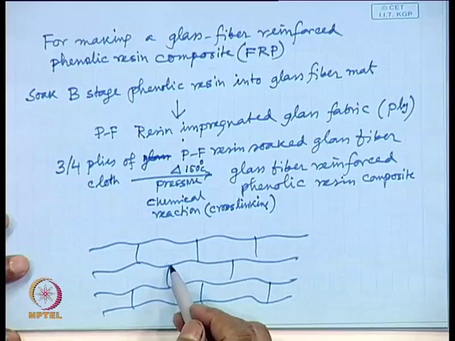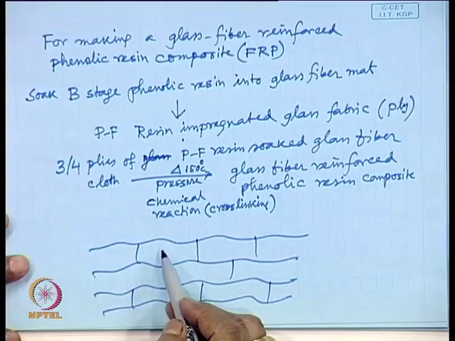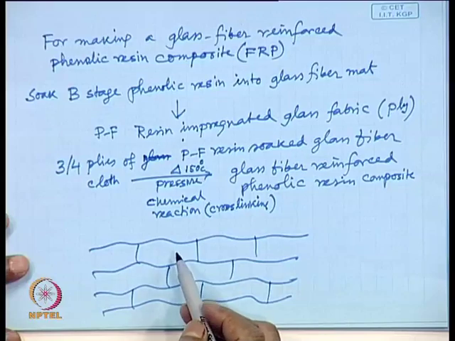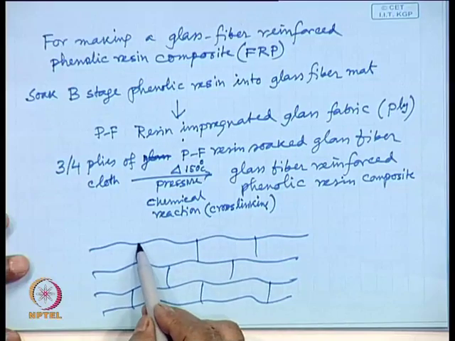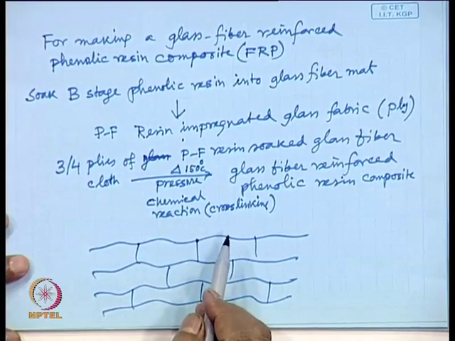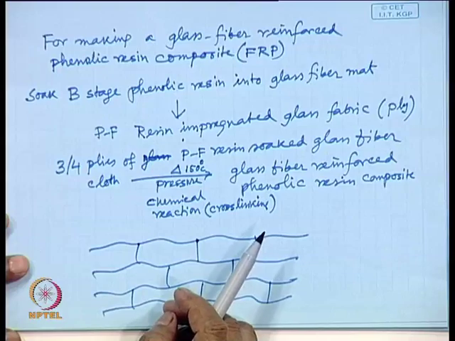Cross link density means the number of cross link bonds, intermolecular cross link bonds present in that system, or other way around we can say what is the length of the polymer segment between two cross links, molecular weight of the polymer segment between cross link. That way you can also express the cross link density.